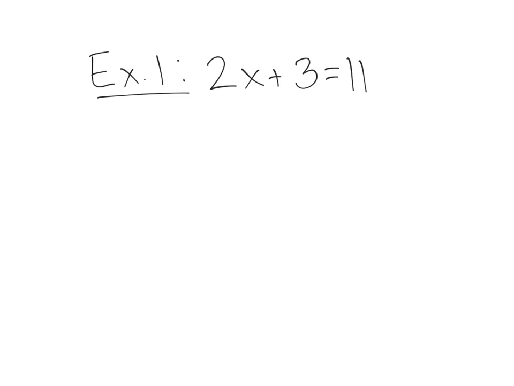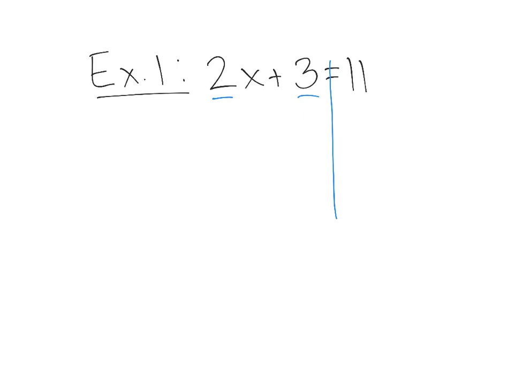Our first example from section 1.2 is the following. 2x plus 3 equals 11. Now, the main difference between this problem and a problem we would have seen in section 1.1 is instead of just one number on the same side as x, we have 2 different numbers, the 2 and the 3. We know we want to get x by itself because we want to figure out what that number is. We know 2 multiplied by some number plus 3 makes 11.